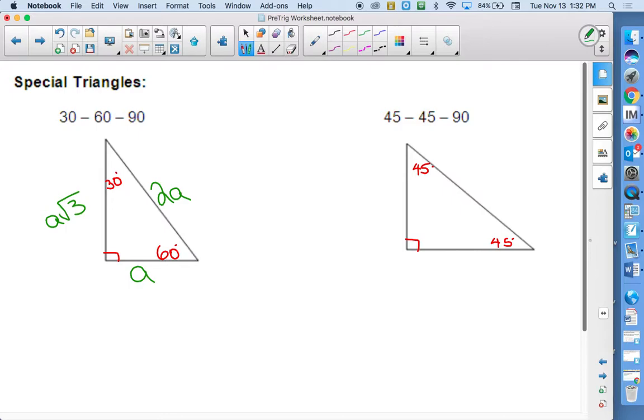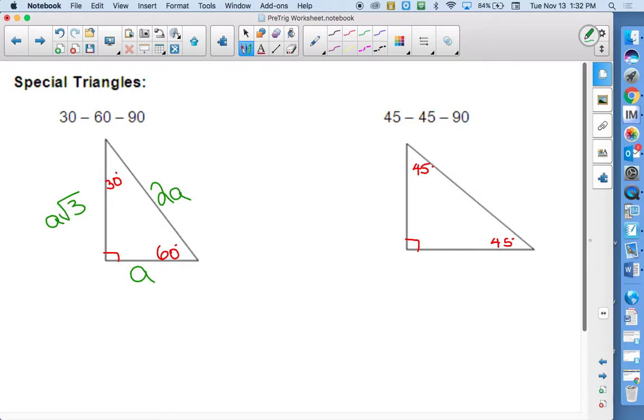Sure you could, but what happens if you're given the side across from the 60 and you don't remember that it's A times the square root of 3? Yeah, pretty much, yes. You don't know what to do. Yes, that's about right. So the other one is 45, 45, 90.